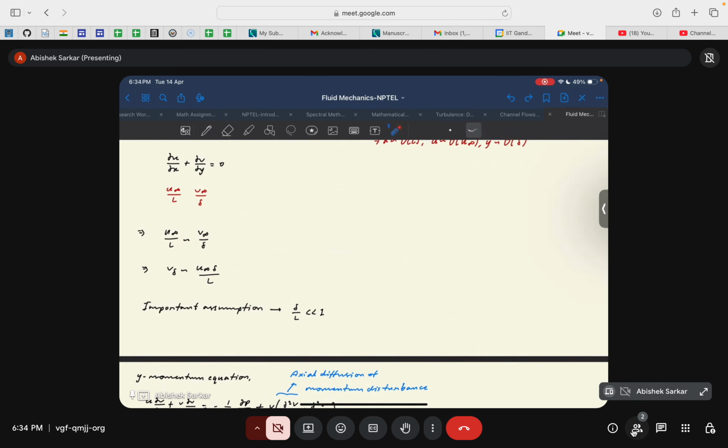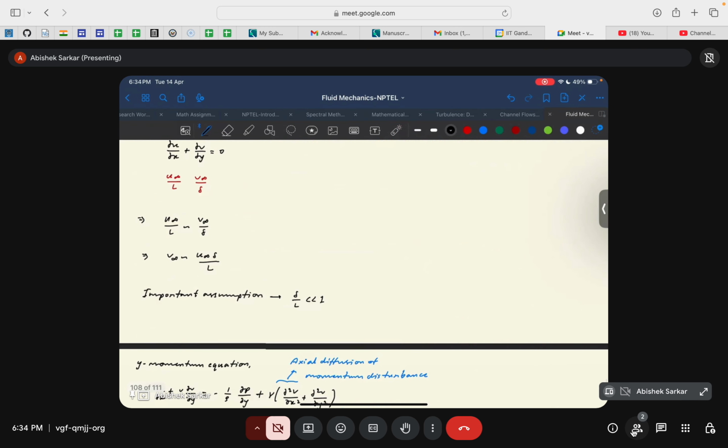So from that we get an idea that v infinity, I think I wrote it incorrectly, so v infinity, or the scaling of the velocity along the y direction, would vary as u infinity delta by L.